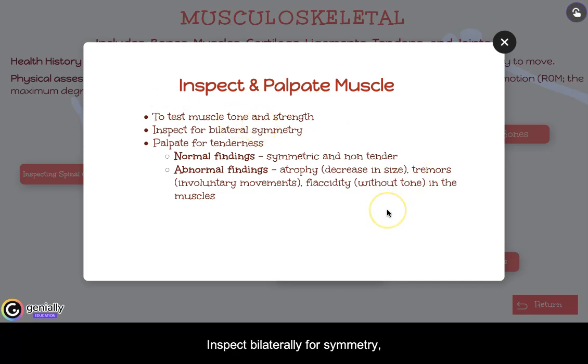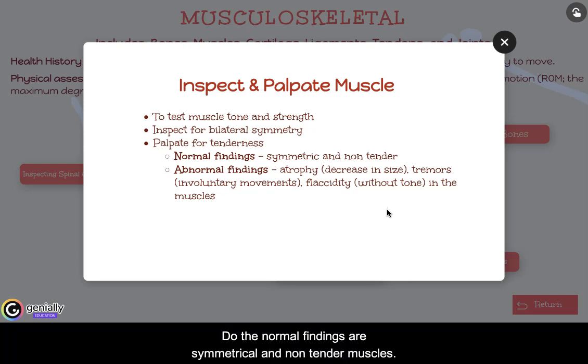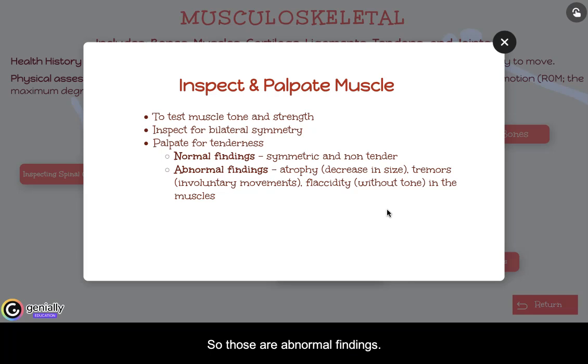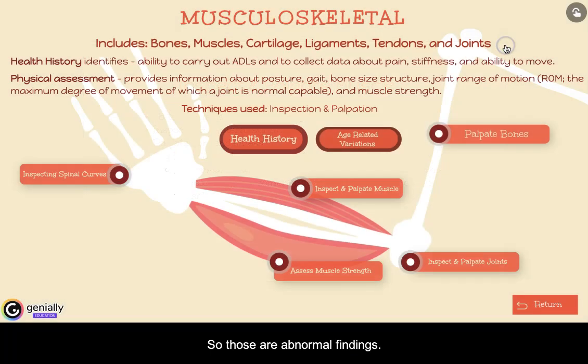Then you want to inspect and palpate the muscle to test the muscle tone and strength. Inspect bilaterally for symmetry. Palpate the muscle for tenderness. The normal findings are symmetrical and non-tender muscles. Abnormal findings are atrophy, where there's a decrease in muscle size, muscle loss. Tremors, like involuntary movements. Flaccidity, that means there's no tone to the muscle and they're not able to move their extremity. So those are abnormal findings.